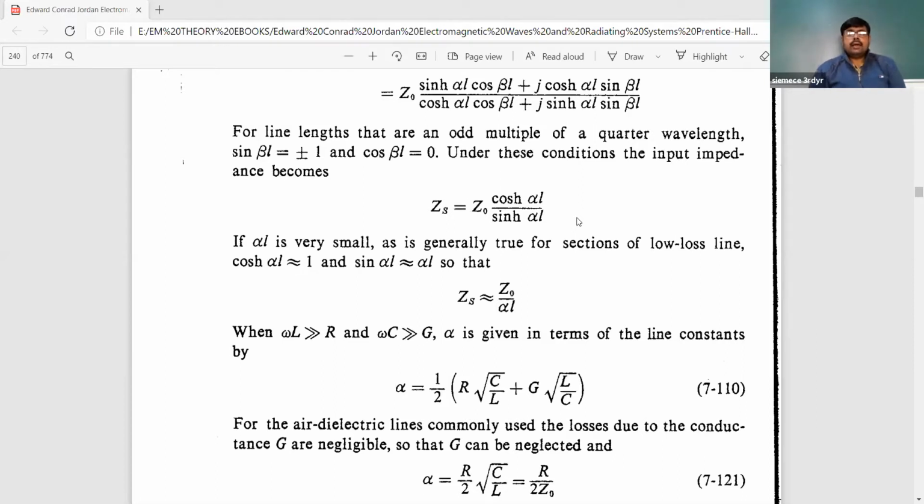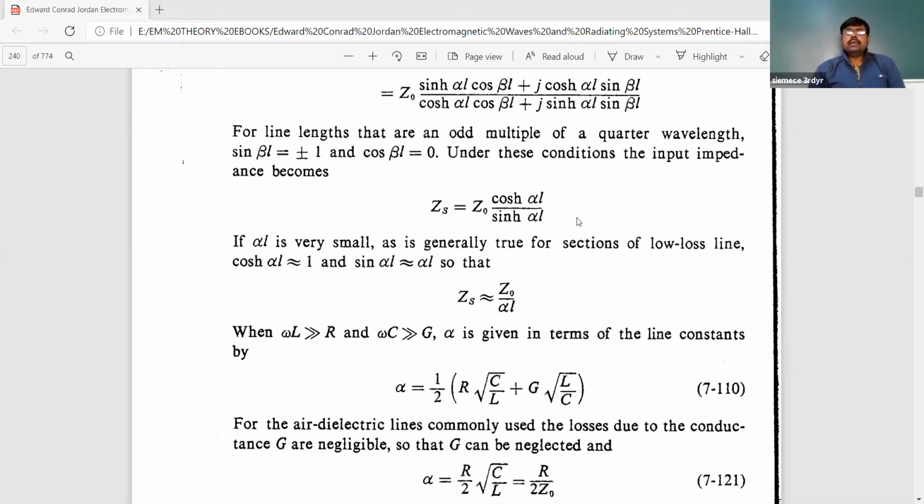Again, I am going to repeat, if alpha L is very small, as is generally true for sections of low loss line, then cosh alpha L nearly equals 1 and sinh alpha L nearly equals alpha L, so that ZS we can write down, ZS is nearly equal to Z naught by the alpha L.